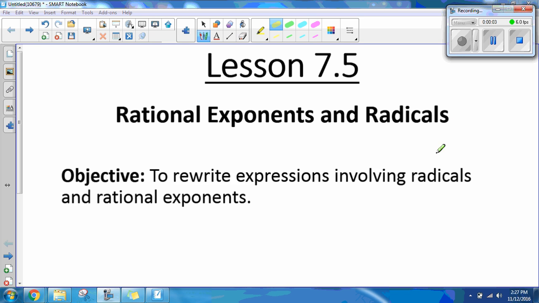This is lesson 7.5, rational exponents and radicals. Your objective is to rewrite expressions involving radicals and rational exponents.